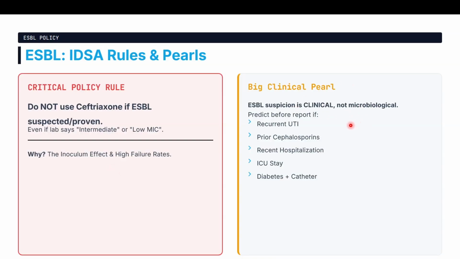So when the patient has recurrent UTI, prior exposure to cephalosporins, even oral cephalosporins like cefixime, a recent hospitalization in the past 90 days, ICU stay, or diabetes with an indwelling catheter, in all these cases you must already suspect an ESBL producing organism and can go for a carbapenem. Or you can start low with piperacillin tazobactam and avoid cefepime sulbactam or ceftriaxone.